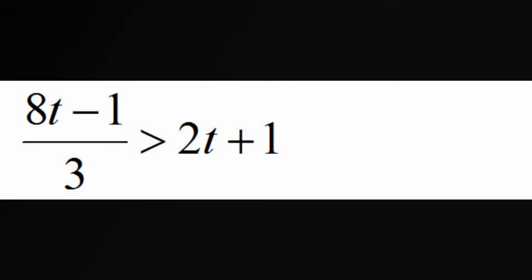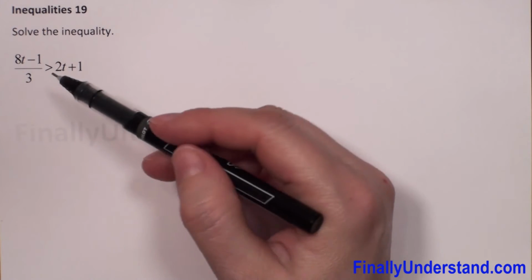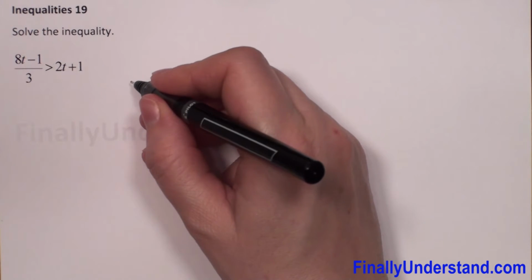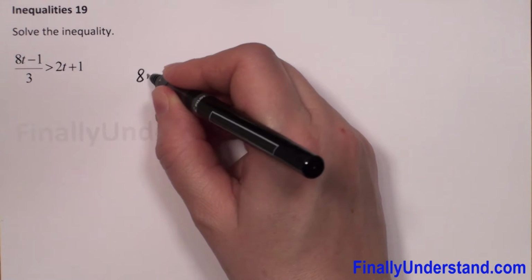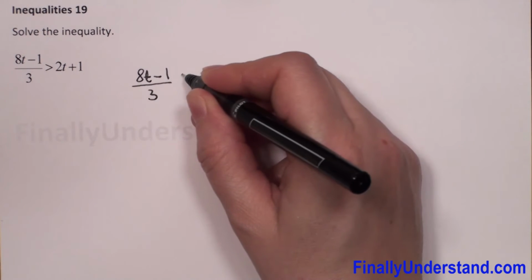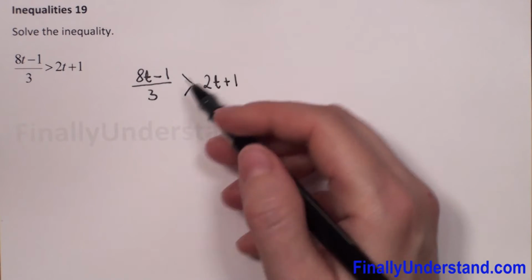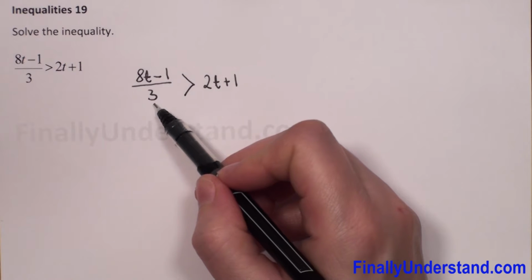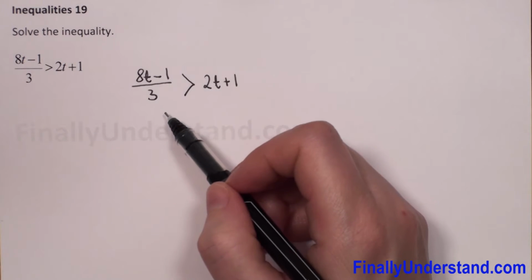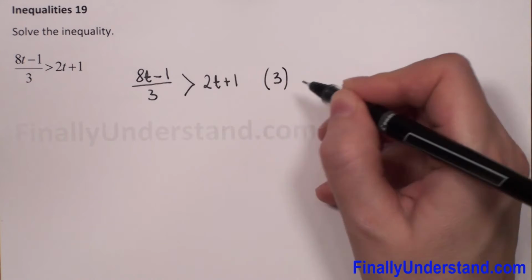When we have to solve an inequality, it means we have to find all possible values of t for which this inequality is true. So let me copy this example first. I have (8t minus 1) over 3 is greater than 2t plus 1. Because I have a fraction on the left side, I will multiply both sides by 3 to reduce.